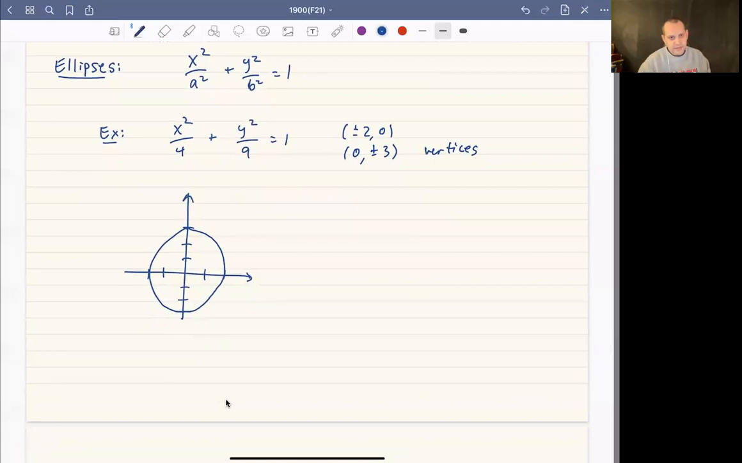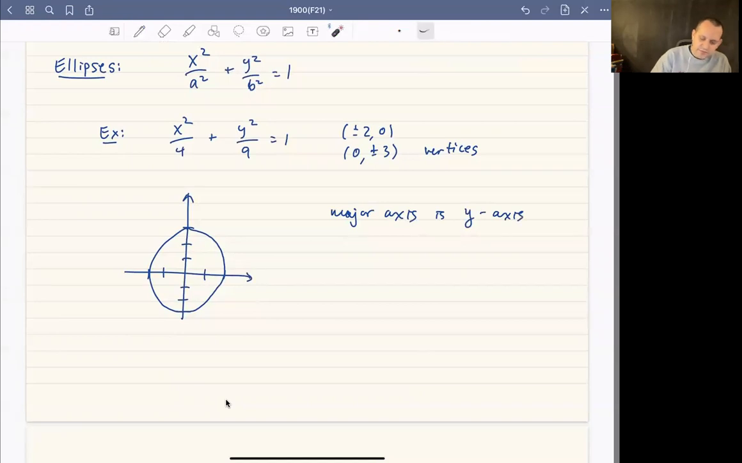So just a few things to talk about with ellipses. The longer part of the ellipse, in this case, stretches out along the y-axis more than it stretches out along the x-axis. And so we call the y-axis the major axis. So the major axis in this case is the y-axis. When we say the major axis, we're specifically referring to the axis on which the points are further from the origin, or further from the center of the ellipse.